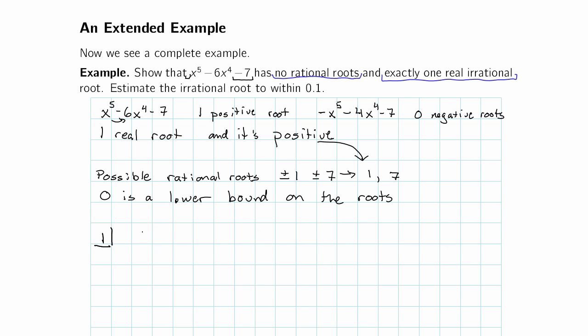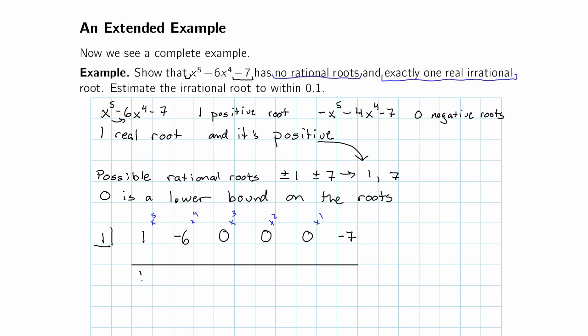Our coefficients are 1x to the 5th, minus 6x to the 4th, 0x to the 3rd, 0x squared, 0x, minus 7. If you find that you sometimes lose track if there's a bunch of zeros, you might find it helpful to write in the powers of x, just small, off to the side. So now we'll go ahead and do this synthetic division.